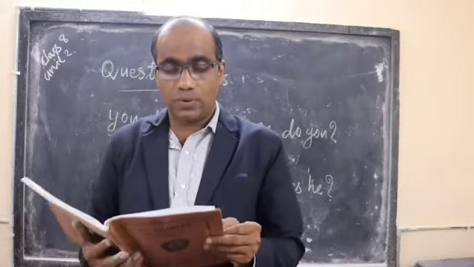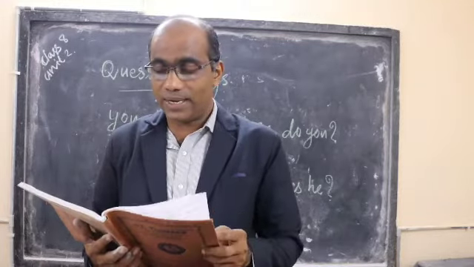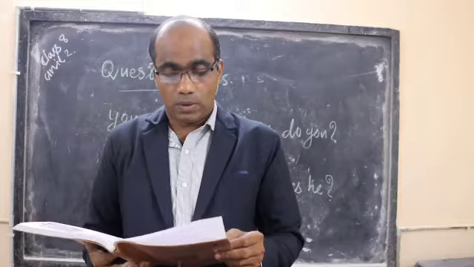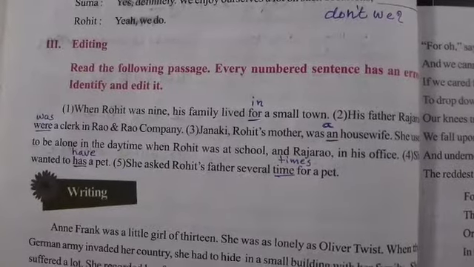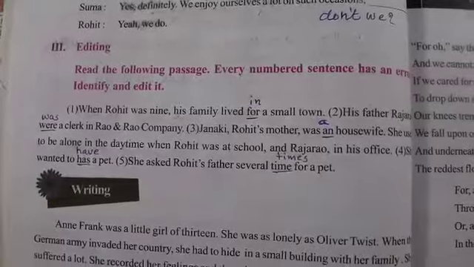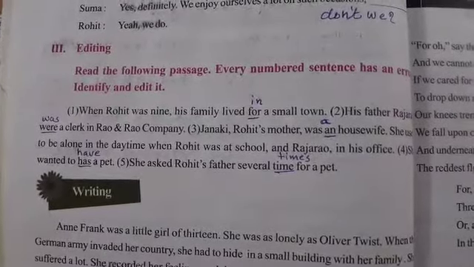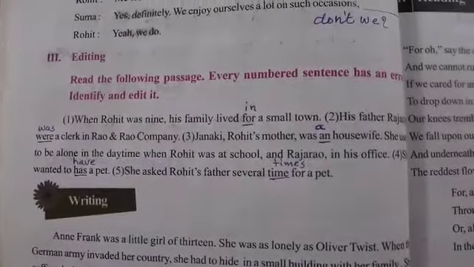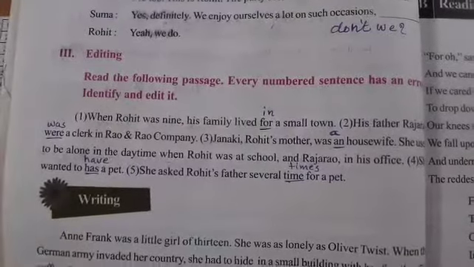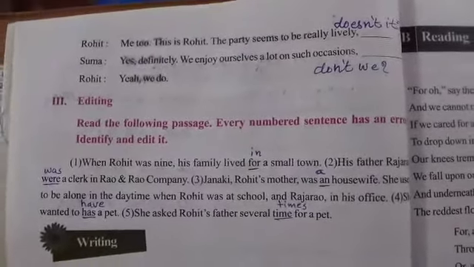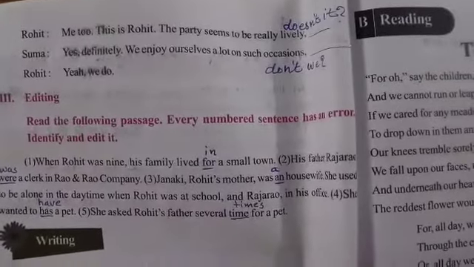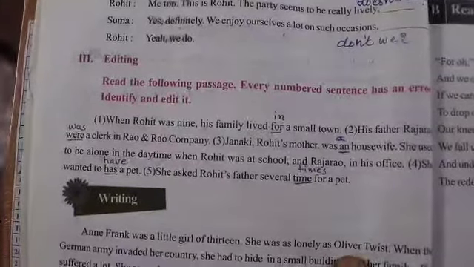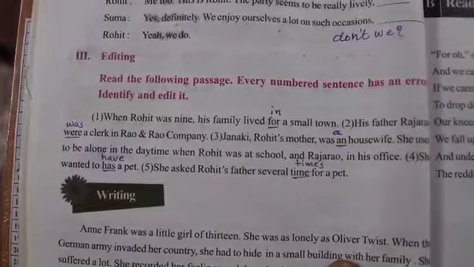Now the last part for the day today, that is a reading. That is in page number 24. Reading the following passage, every numbered sentence has an error. Identify and edit it. Okay. Let us read that. When Rohit was 9, his family lived in, there the word is not for, but you have to add that preposition in, a small town. His father, Raja Rao, was a clerk in Rao and Rao company.